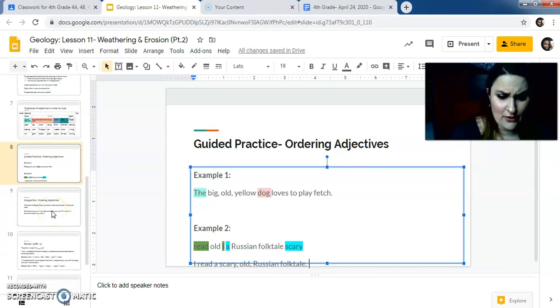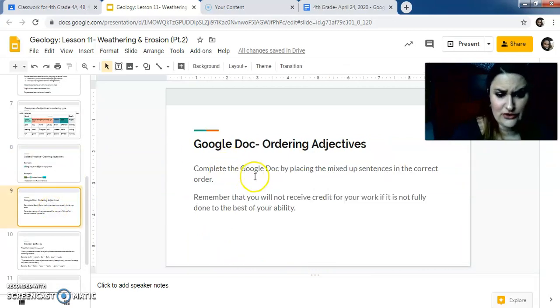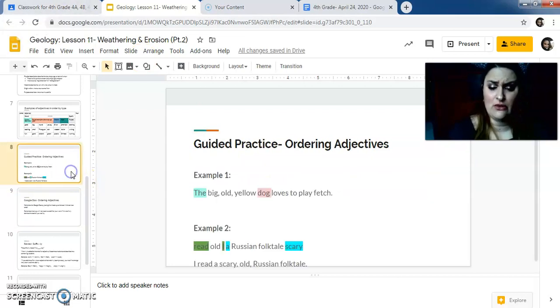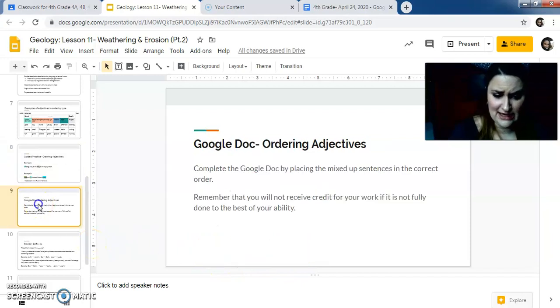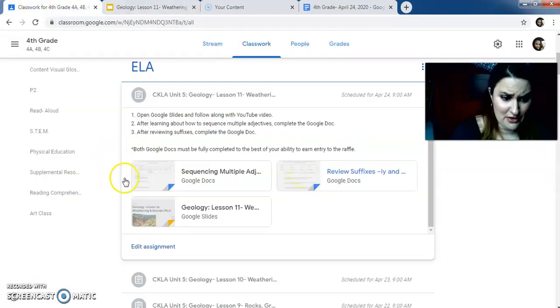So now what you're going to do is you are going to complete the Google Doc by placing the mixed up sentences in the correct order. So it's going to look just how this one looks. The things are going to be out of order. It's going to sound ridiculous. You're going to put them in order. Remember, you will not receive any credit if your work is not fully done to the best of your ability.